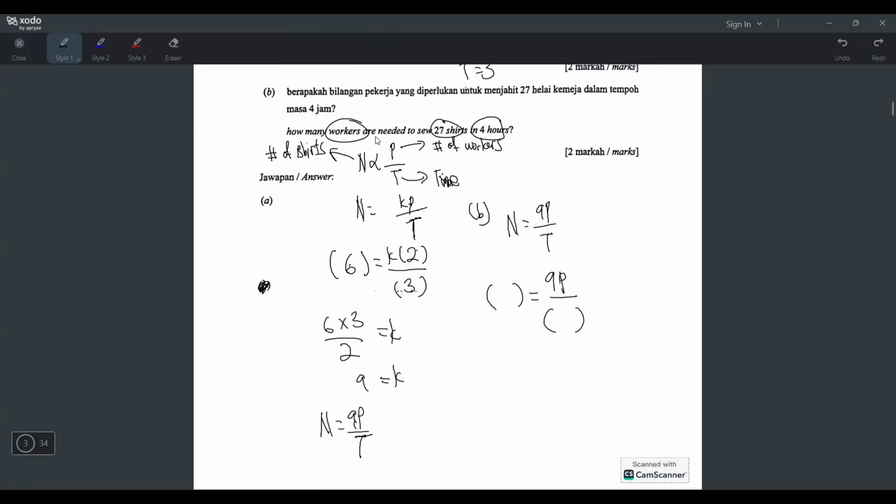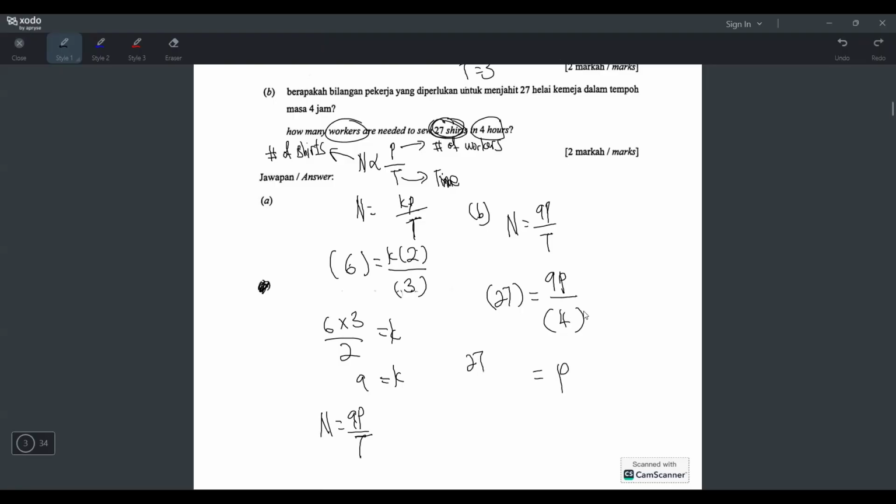So let's keep reading. 27 shirts, 4 hours. 27 is the N, because N represents number of shirts. So this is 27. You don't go and put 27 down here. It's wrong. The 27 is here. And then 4 hours, that's the T, the time. So that must be 4. So now you can find P.